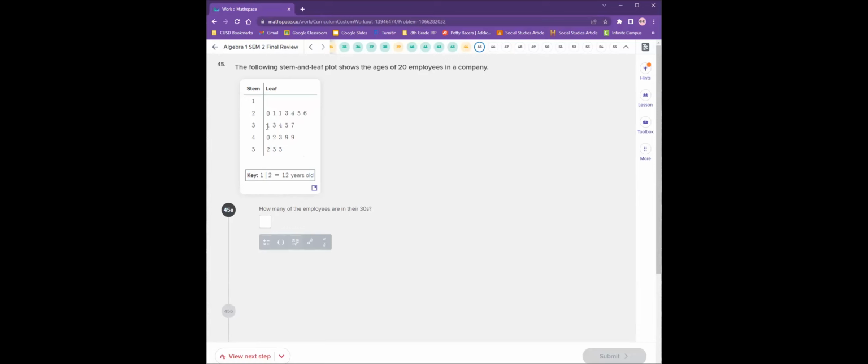So the people in their 30s are going to be in the next row. 31, 33. Oh, so each one of these is a 10? Yes, and that's what the legend, or the key, is trying to tell you. So how many of those are in row 3 do you have? 5. To the right, yeah, 5. 45. This is really asking for the max. Yep. And then 55. Okay.